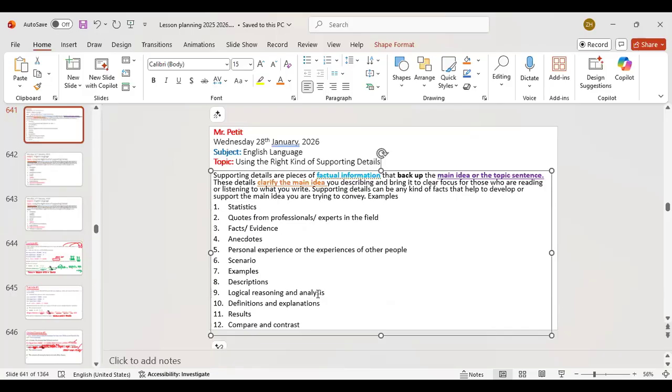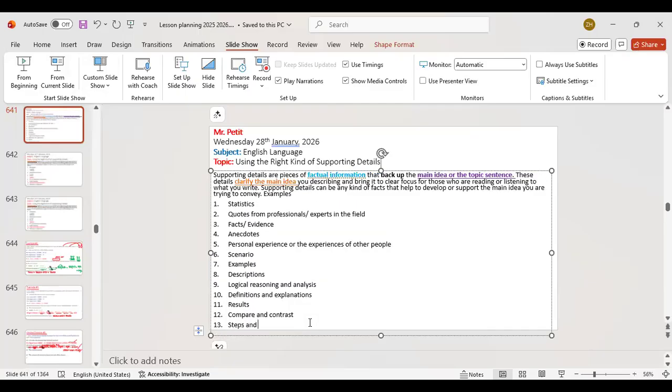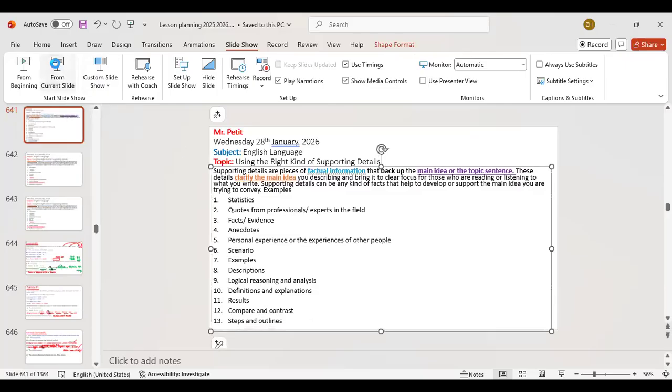What else do we have? Yeah, and those are the ways, right? I'm only going to give you 12 ways, but there's a bunch of ways you can give steps. So steps is a good one. Steps and outlines are also a good way to develop your paragraph. All these are good ways that you could develop your paragraph using supporting details.